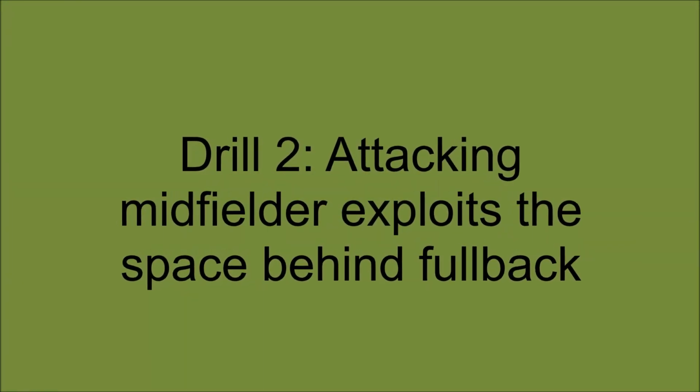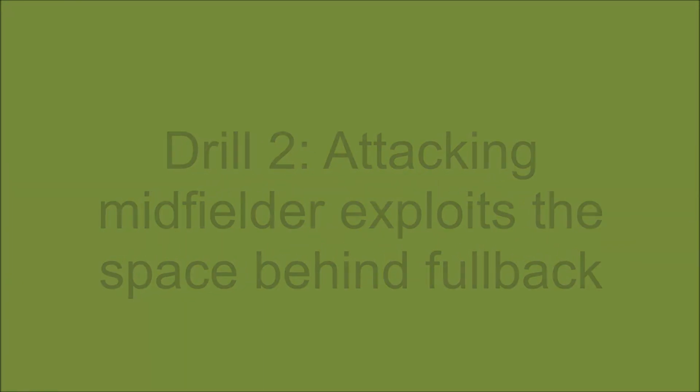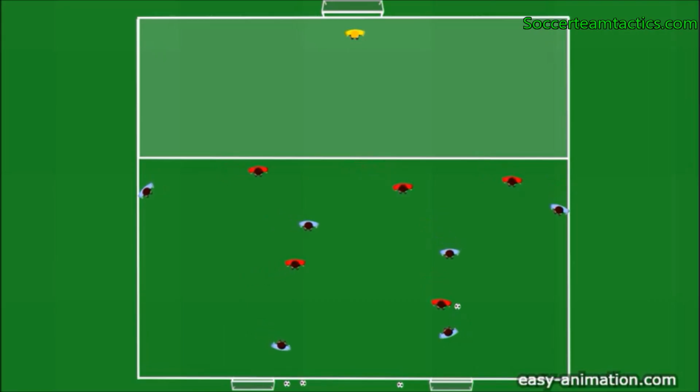This is the animated drill number 2. The reds use a 3-2 formation, while the blues try to move the ball wide, and as soon as the winger receives, the attacking midfielder tries to exploit the gap between the defenders, receive towards the available space behind the fullback, and make a cross for the upcoming teammates.